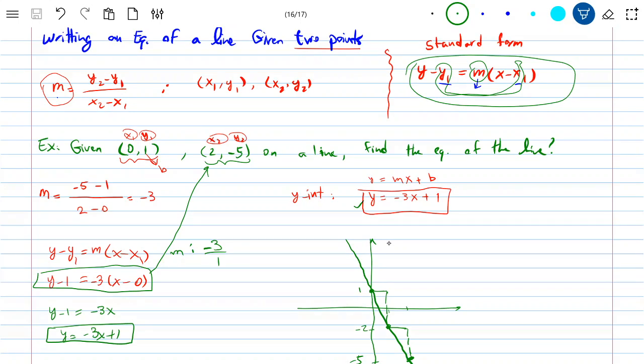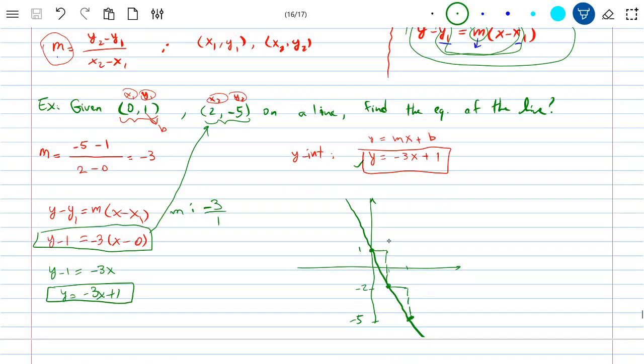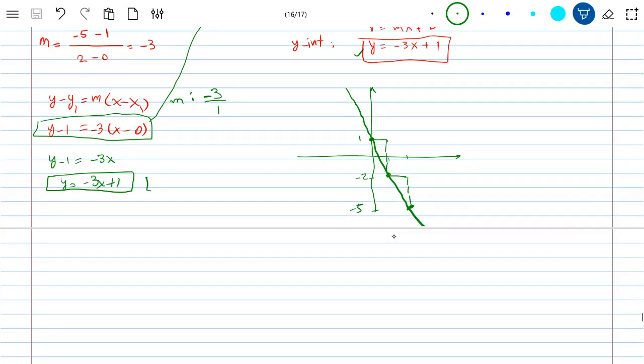But at the end, depending on what the question wants, if they want you to write it in standard form, that means isolate the y, move everything else to the other side and distribute and simplify. That's what we did here. This is the slope intercept form.